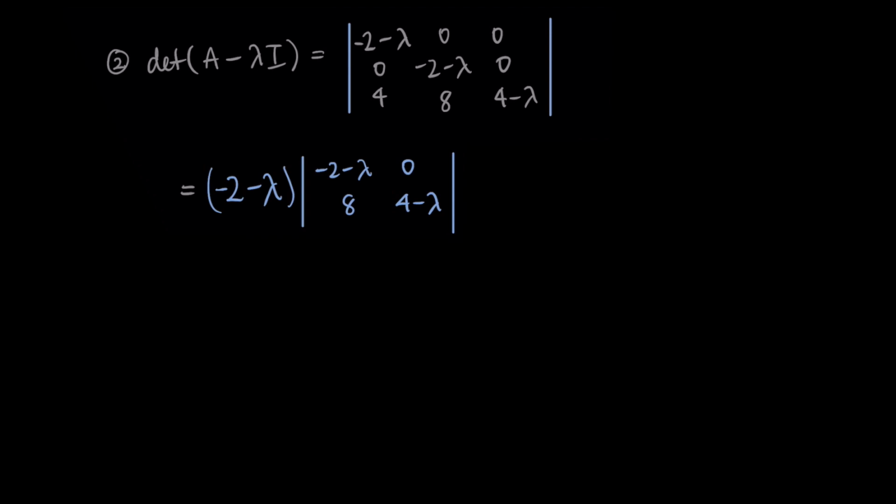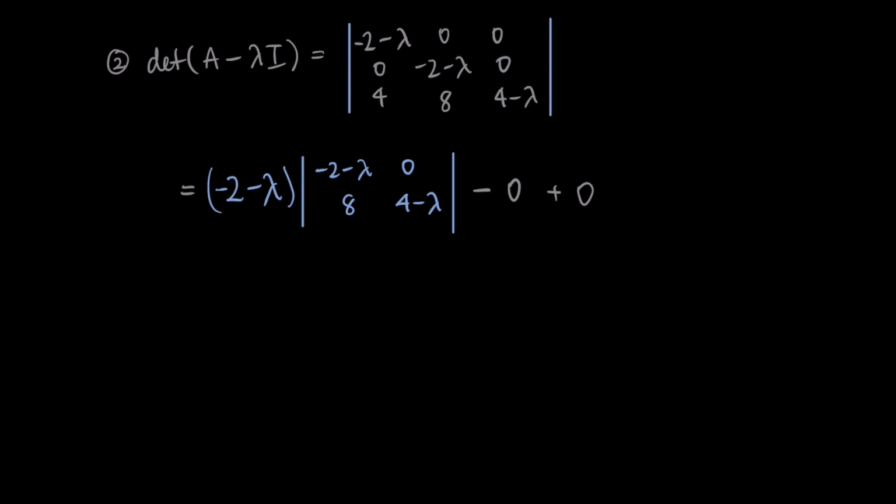So I'm taking the determinant of -2 minus lambda, 0, and then 8, 4 minus lambda. Then going across that first row, I would subtract 0 times the determinant of what's left, but 0 times anything is 0. And then I would add 0 for that third term times the determinant of what's left, but again, the 0 means that it's going to go away. So I really just have -2 minus lambda times this determinant.